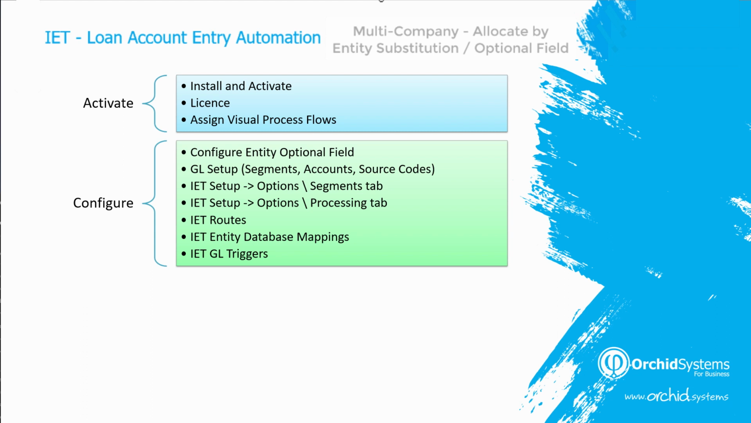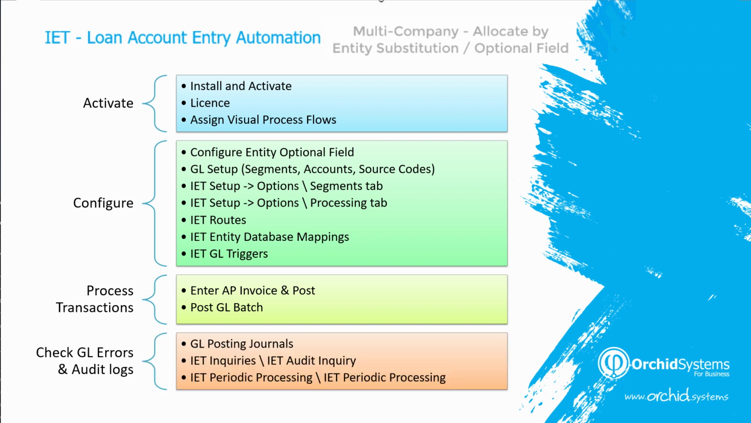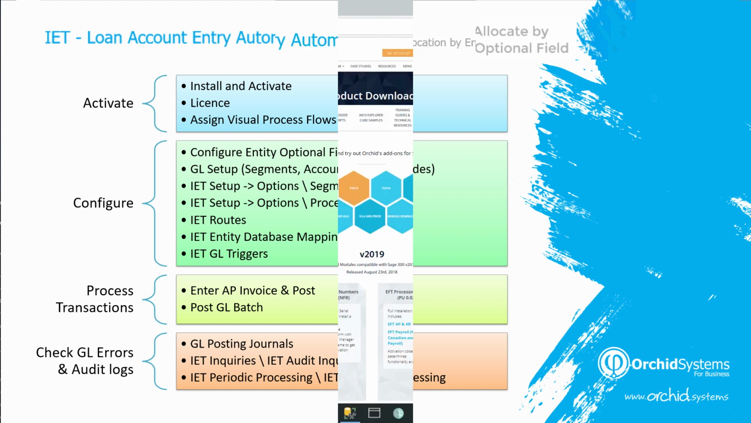In GL setup, we'll look at the segments, accounts, and source code setups that we need. In inter-entity setup, we'll look at the segments tab and processing tab for the options we need to select. We'll look at the IET routes, the entity database mappings, and the GL triggers that we need to set up. Then we'll post an AP invoice and post the GL batch to see the transactions that are generated. And we'll also show you how to check the GL posting journals and the IET inquiries, the audit inquiry for errors, and how to use the IET periodic processing to process errors.